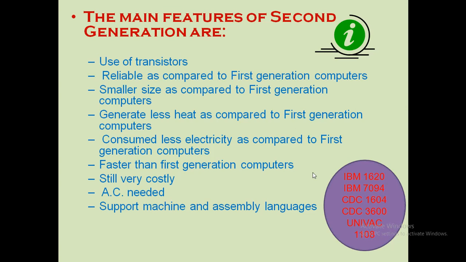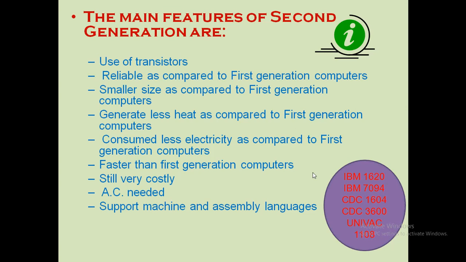Examples of second generation computers are IBM 620, IBM 7094, CDC 1604, CDC 3600, and UNIVAC 1108. These are the examples of second generation computers. I hope you understand the main features of second generation computers.